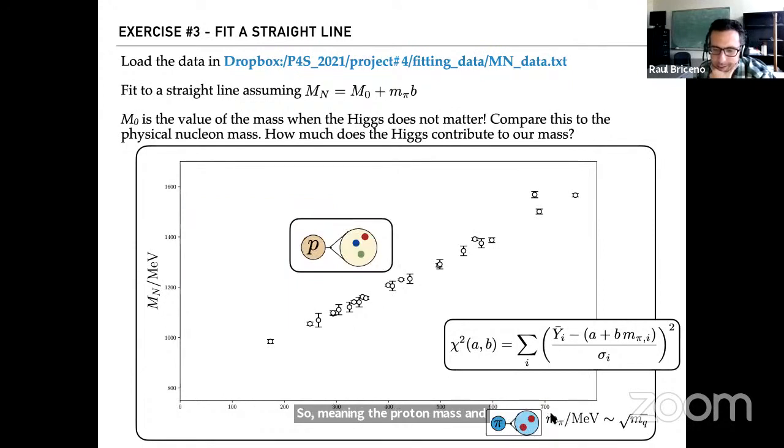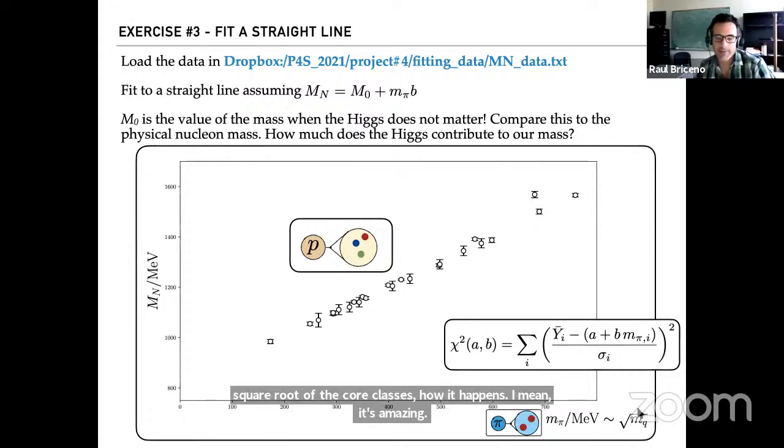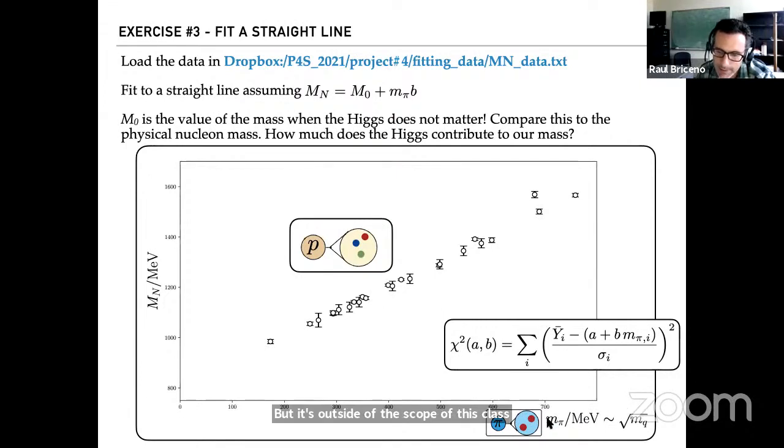And the x-axis is the mass of the pions, the lightest degree of freedom of the theory. And it turns out that this mass is proportional to the square root of the quark masses. How that happens is amazing, but it's outside the scope of this class. But basically, the pion mass is proportional to the square root of the quark masses. What does this mean? It means that if I take the quark masses to 0, and so here's a 0 of m_pi, I'm also taking the pion mass to 0, right? So they both coincide in the limit that they're both 0.